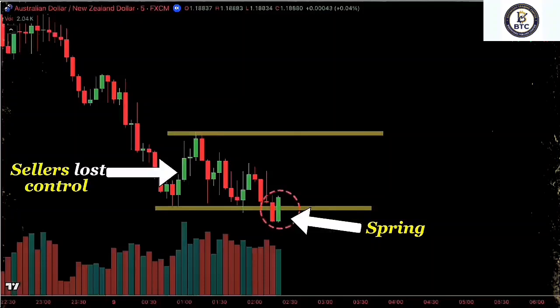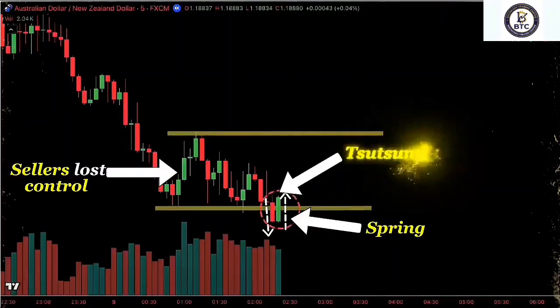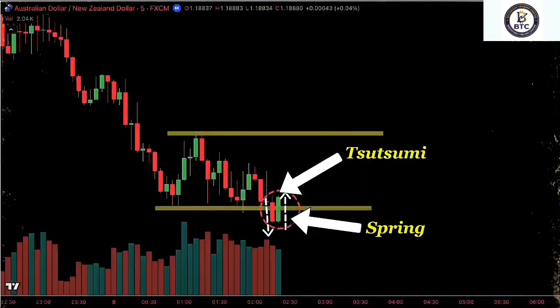Look at what happens. As you can see, the market breaks below the accumulation phase and then closes back above it. This is a clear spring, or what we call a sell-side liquidity sweep. This candlestick pattern is what Munehisa called a bullish Tsutsumi. He considered this pattern powerful because it shows that buyers have engulfed sellers. And when this happens during a liquidity sweep, it gives the pattern even more strength.